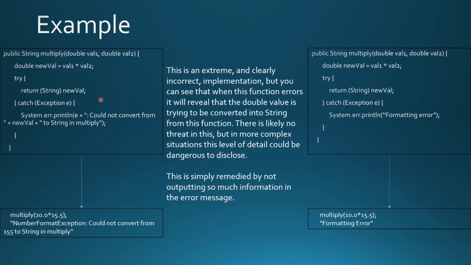That's not going to be an issue in this case necessarily, but if you've got a complex program that's dealing with important data, you don't want to reveal exactly what's going on inside of that function. Over here, I've got a correct version of that. So instead of printing the error and then saying could not convert from inside this specific function, it's just saying formatting error. So as a programmer, you know where that formatting error is, but as someone who isn't supposed to have that information, it doesn't give you anything more than it needs to.